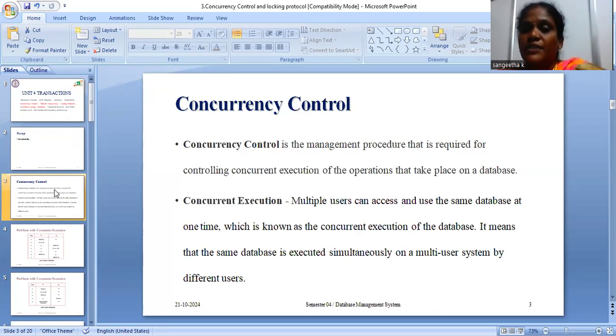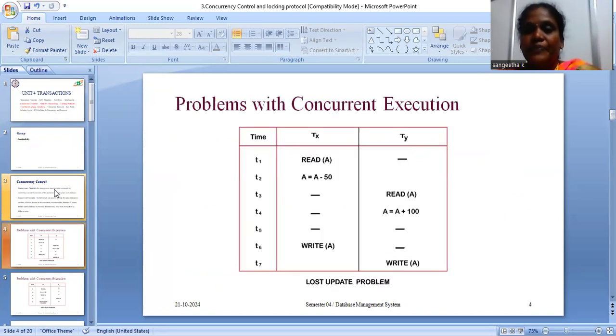Concurrent execution means multiple users can access and use the same database at one time, which is known as concurrent execution of the database. It means that the same database is executed simultaneously on a multi-user system by different users. So if multiple transactions are using the data, what problems may occur?